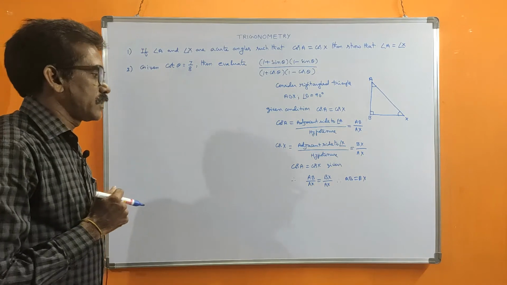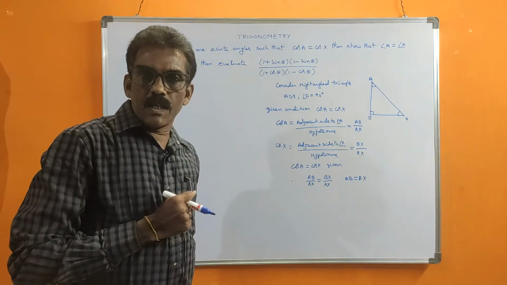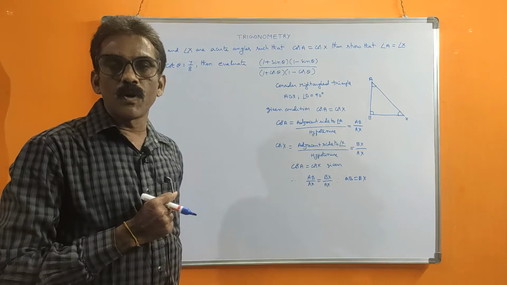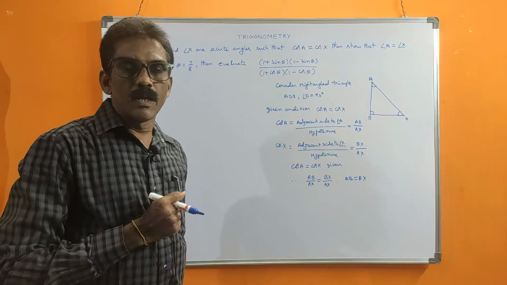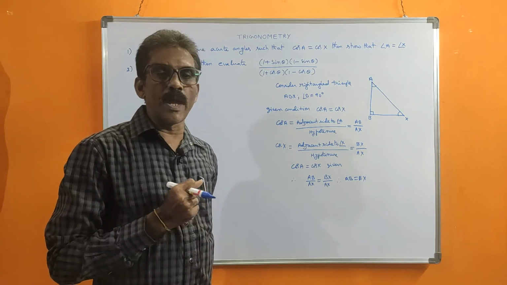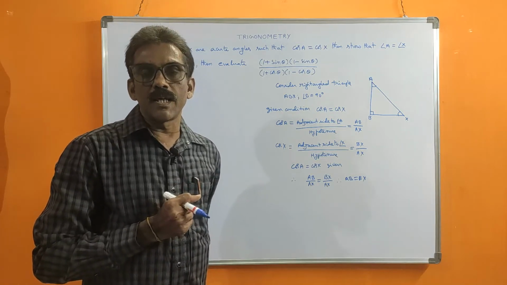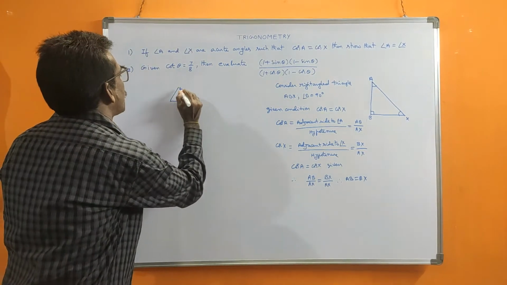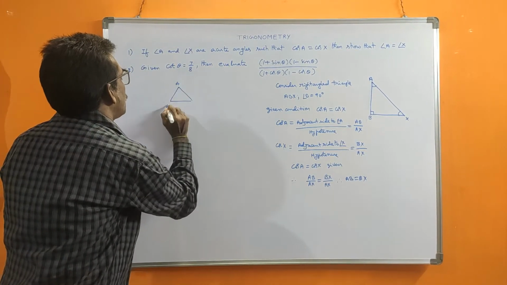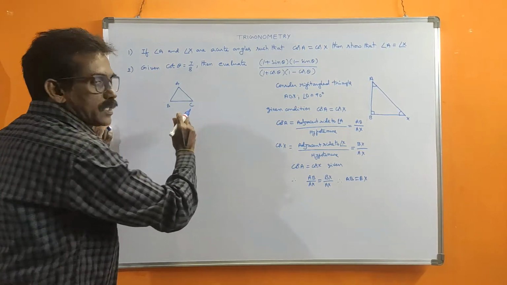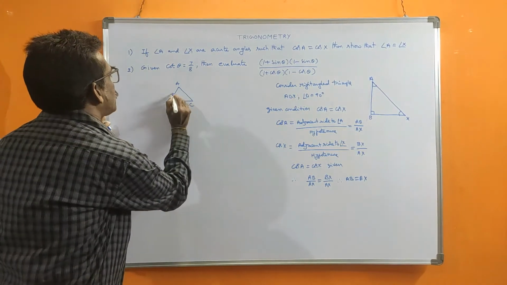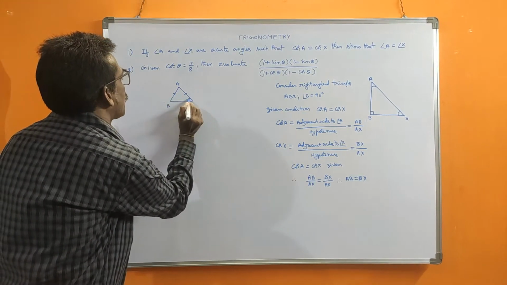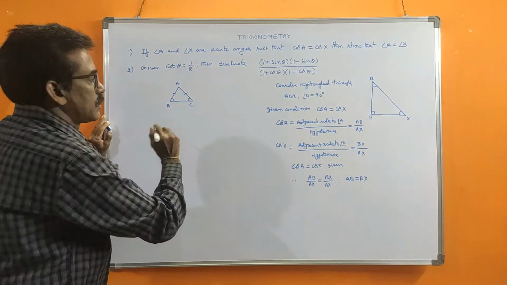Another theorem is there. If in any triangle two sides are equal, then their opposite angles are equal. Or if in any triangle two angles are equal, then their opposite sides are equal. I will explain this theorem roughly. Suppose ABC is a triangle, not only ABC, any triangle. Suppose this side is equal, then automatically the opposite angles, this and this, are equal.